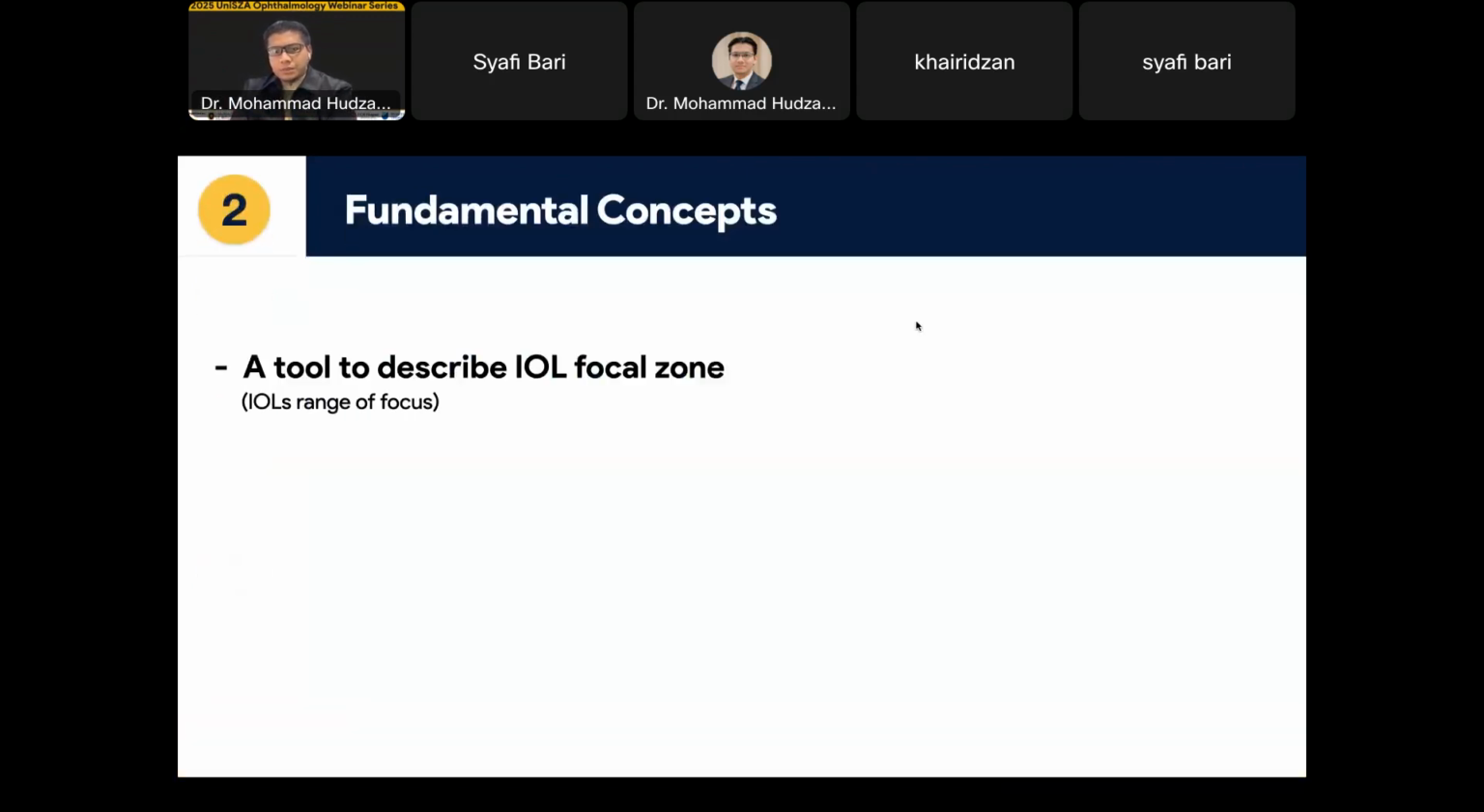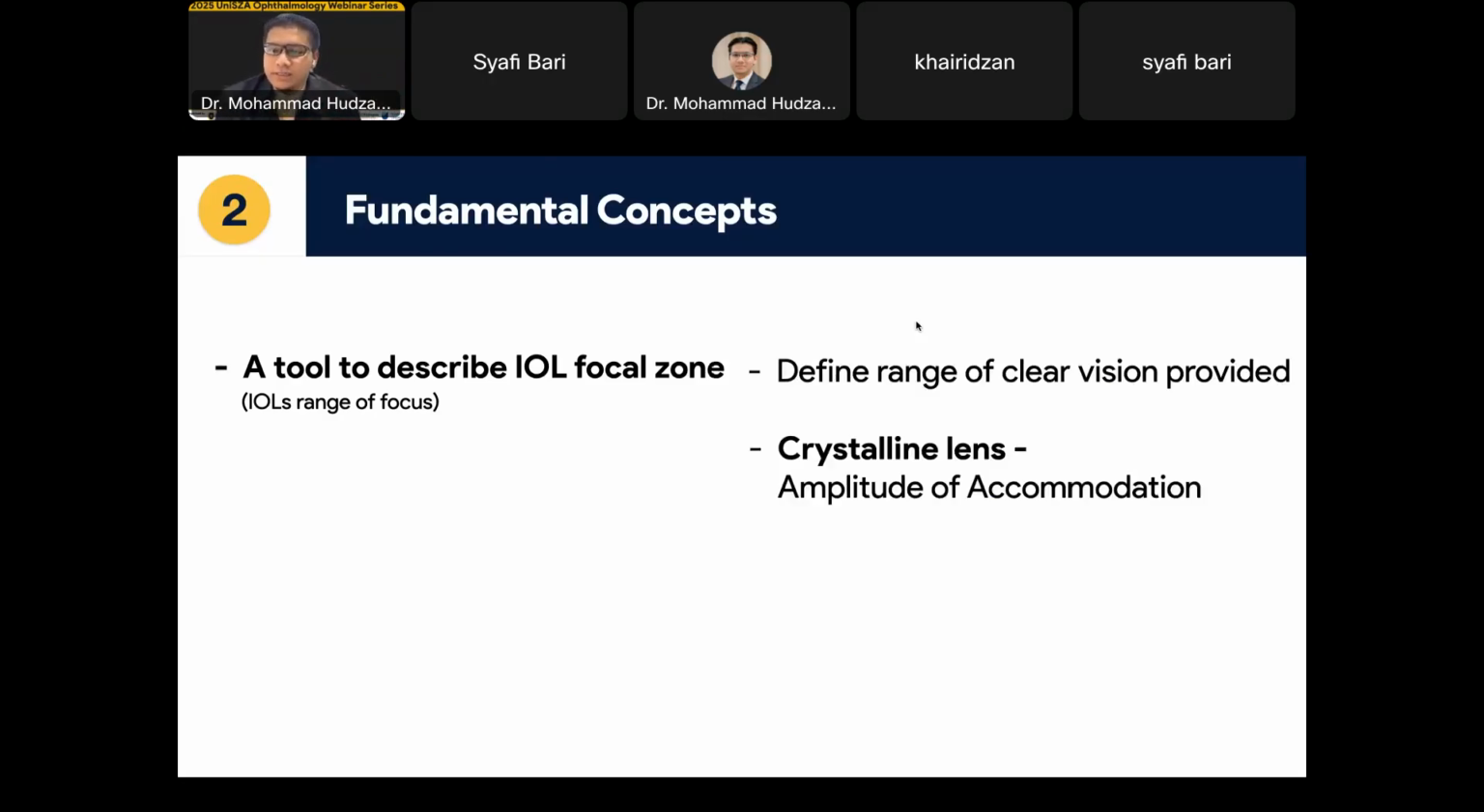This fundamental concept is required because we need a tool to describe the intraocular lens focal zone, so we know which IOL will provide which zone of focus. This tool also needs to be able to define the range of clear vision provided by the lens.